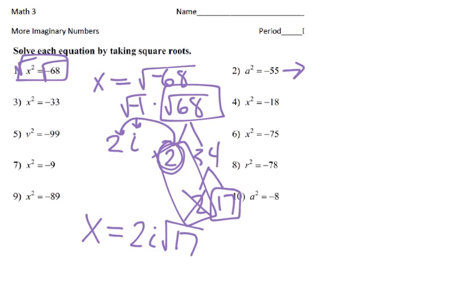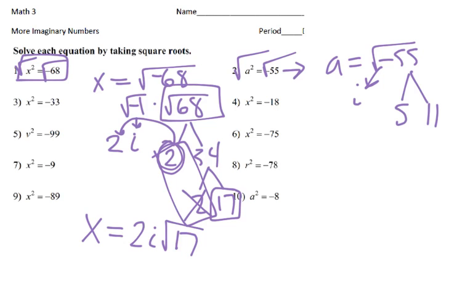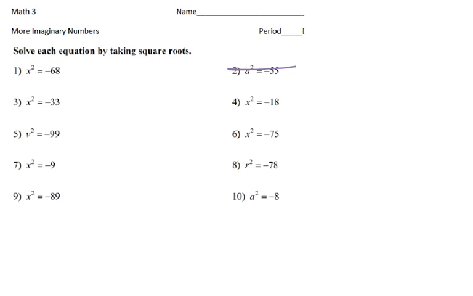On number 2, same idea. You take the square root of both sides, you get a equals square root of negative 55. I know that negative is just going to turn into i, so I'm really focused on just the 55, which is 5 times 11. I don't think there's anything we can do with that, is there? So it would just be a equals i square root of 55. That's basically what we're doing on all of these. So we got those two done.